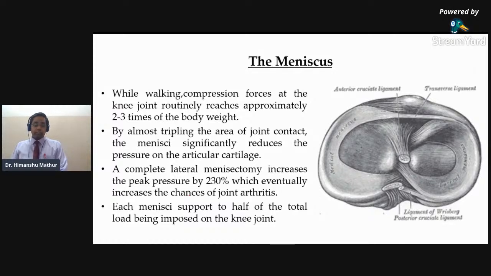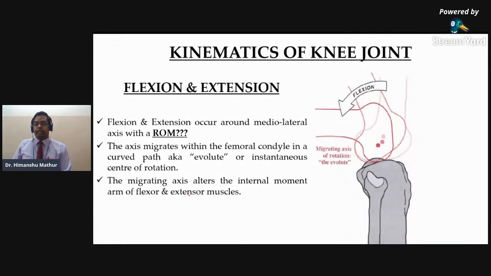All right. Now each meniscus supports half of the total load being imposed on the knee joint. Okay, so जो आपका meniscus होता है, it helps very efficiently to bear the load coming in your knee joint. Okay, coming on to the kinetics or kinematics of the knee joint, that will be the last portion of today.